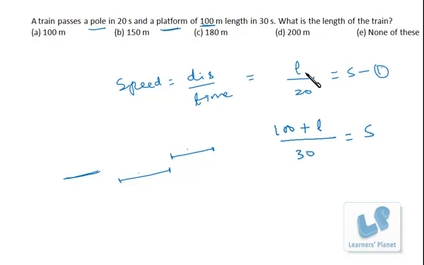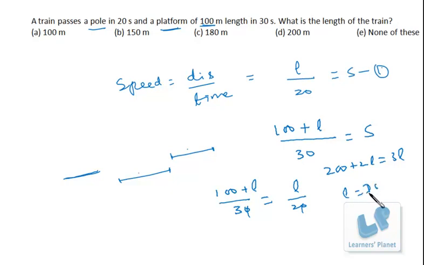So we can equate these two. So (100 plus L) by 30 is equal to L by 20. So it's 200 plus 2L is 3L. So L is 200 meter, right?